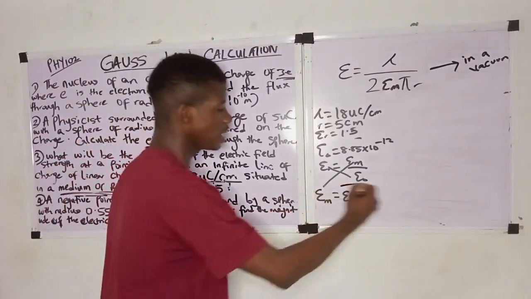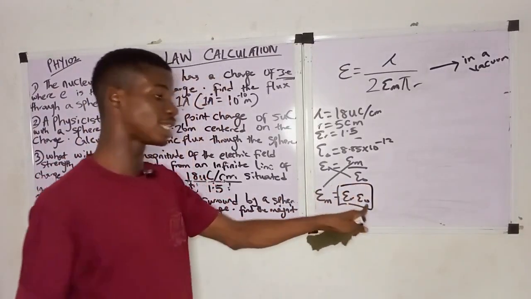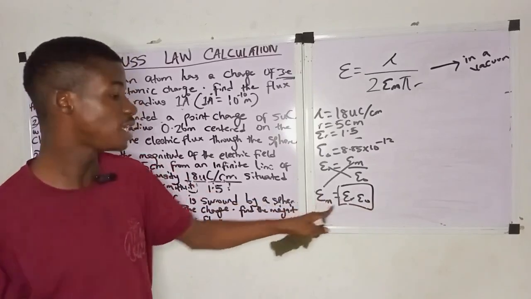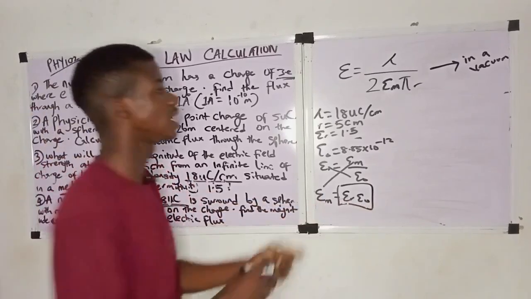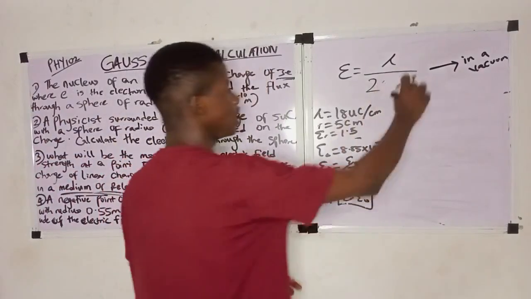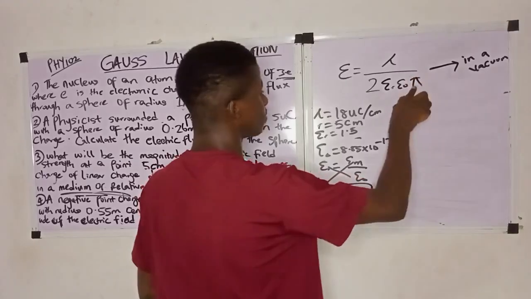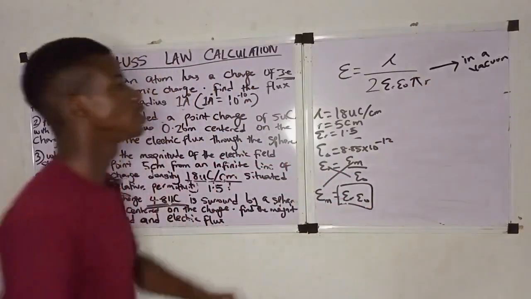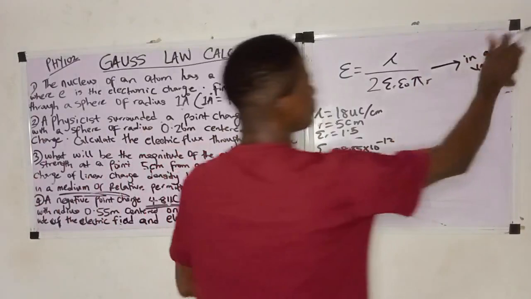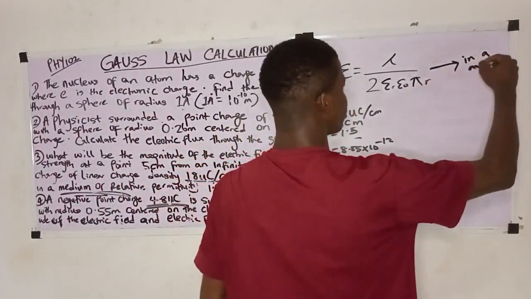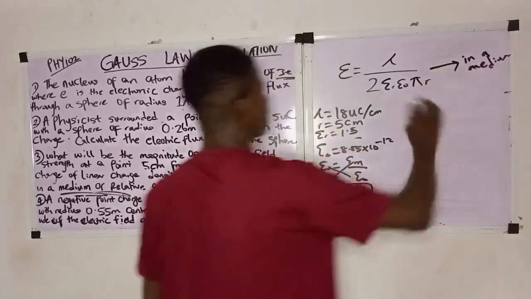Since they didn't give us this one directly, we can make use of this. Relative permittivity times permittivity of vacuum is equal to EM. So in place of EM, we can put ER times E naught. Then let's not forget pi r. So this is the formula we are going to use in a medium.